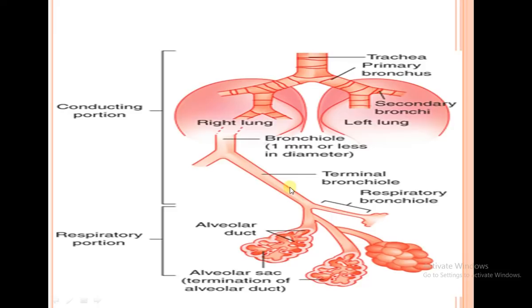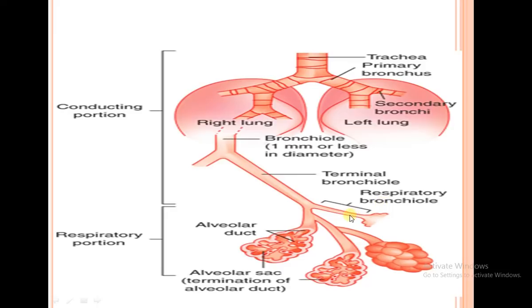Instead, they have smooth muscles in their walls. So as there is division of the bronchi, the amount of cartilage is going to decrease, but the amount of smooth muscles in the walls of the airways is going to increase. So the terminal bronchioles as well as the respiratory bronchioles have an abundance of smooth muscles in their walls.